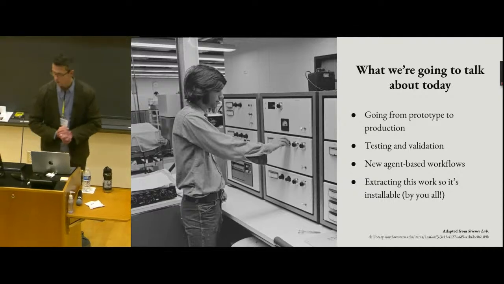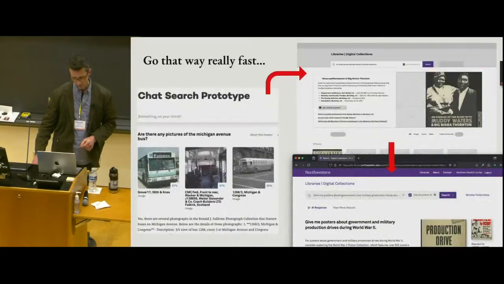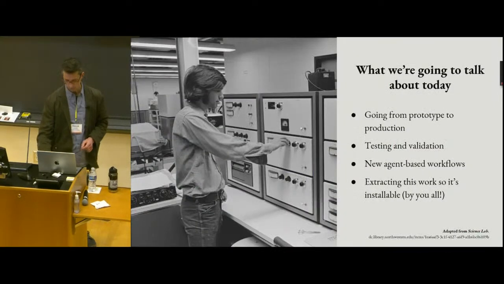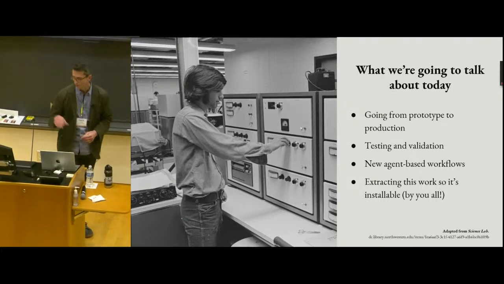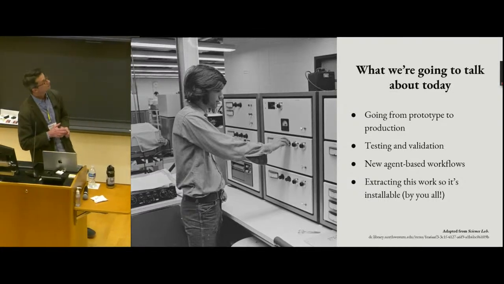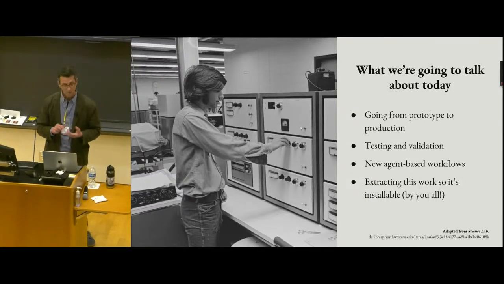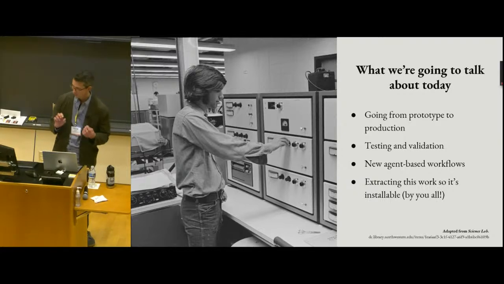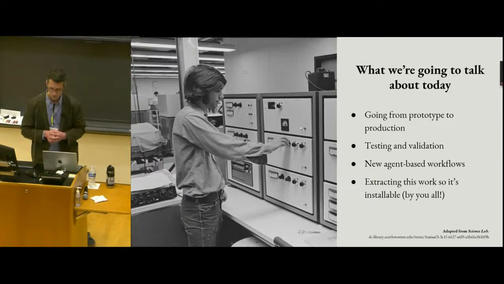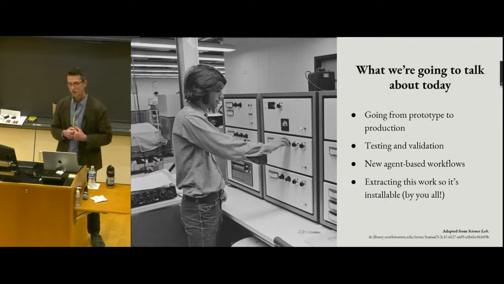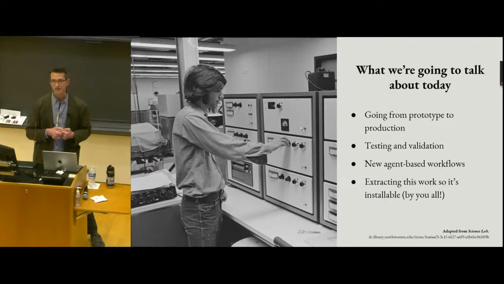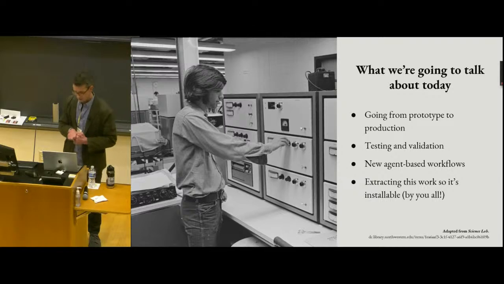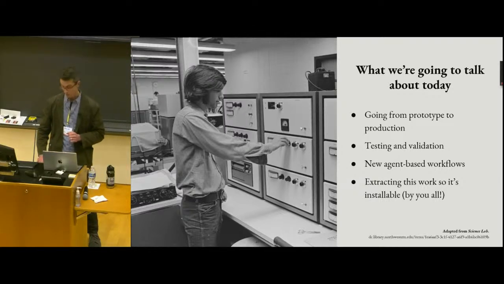So again, what we're going to talk about today is how we went from prototype to production with our semantic search tool. We're going to talk about testing and validating it in a couple of different ways, both automatic testing tools as well as human testing tools. We're going to talk about new agent-based workflows that we've been working on the last couple of months that we're just about ready to release, and that's what we're going to show you the most of. And we're going to talk about extracting the work so that it's installable by you all.